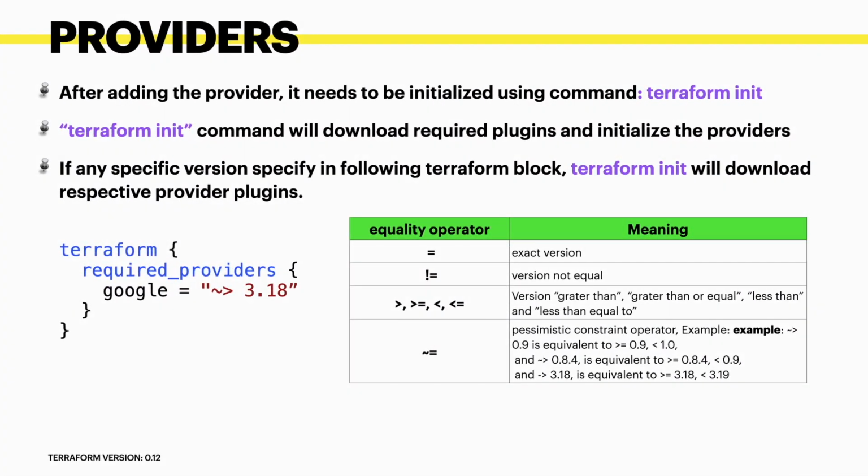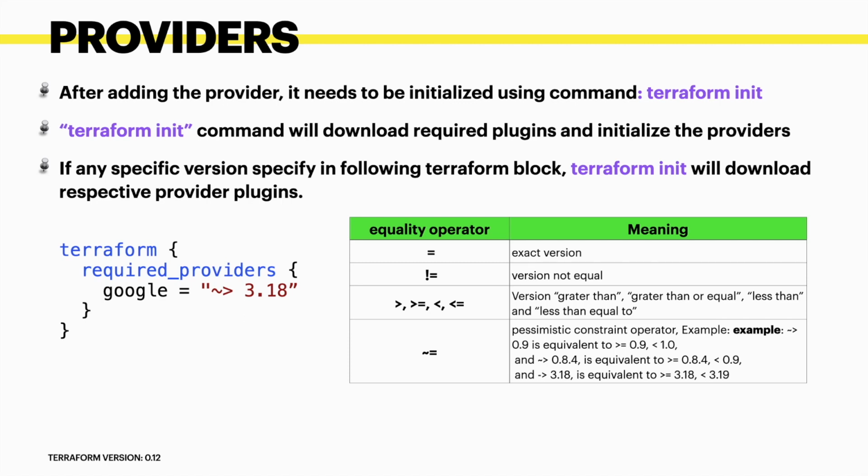After adding the provider, it needs to be initialized using the command terraform init. The terraform init command will download the required plugins and initialize the providers. If any specific version of the provider is required, you can specify that version as in the following Terraform block. Terraform init will download the respective provider plugins. Here in the example, we have specified the Google provider version as 3.18.